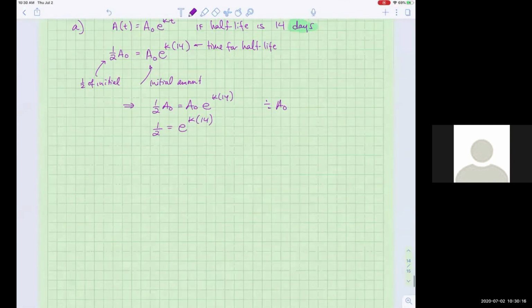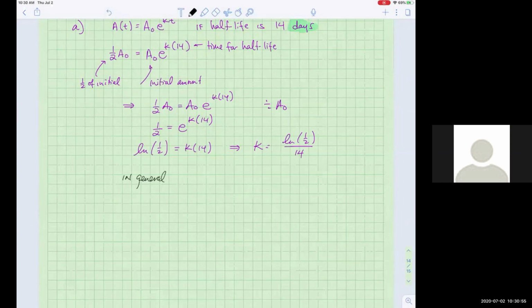In exponential decay, when you talk about a half-life, it takes the same amount of time for this isotope to decay down to 1/2 if you start out with 1,000 grams, a kiloton, or a couple of micrograms. It's going to take the same amount of time because it's independent of scale. Anyway, we'll take the natural log of both sides. The natural log of 1/2 is equal to K times 14, or K is equal to the natural log of 1/2 over 14.